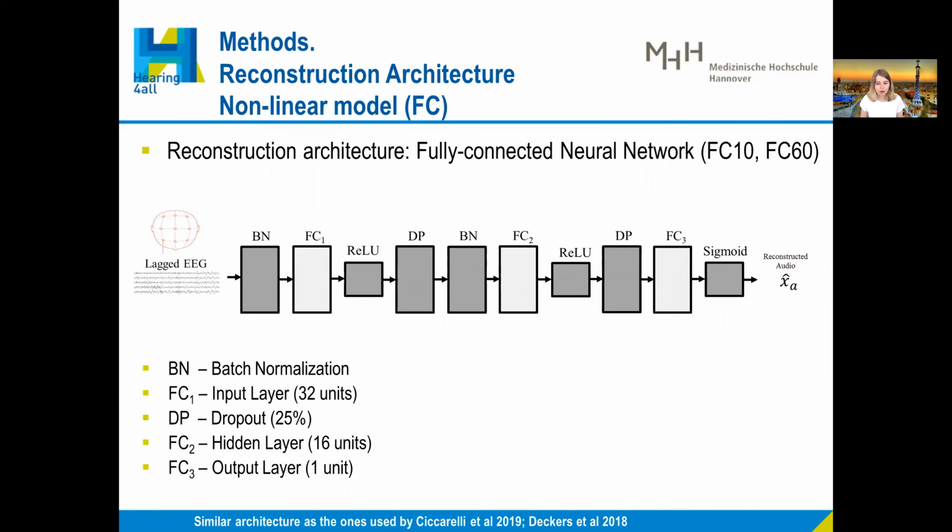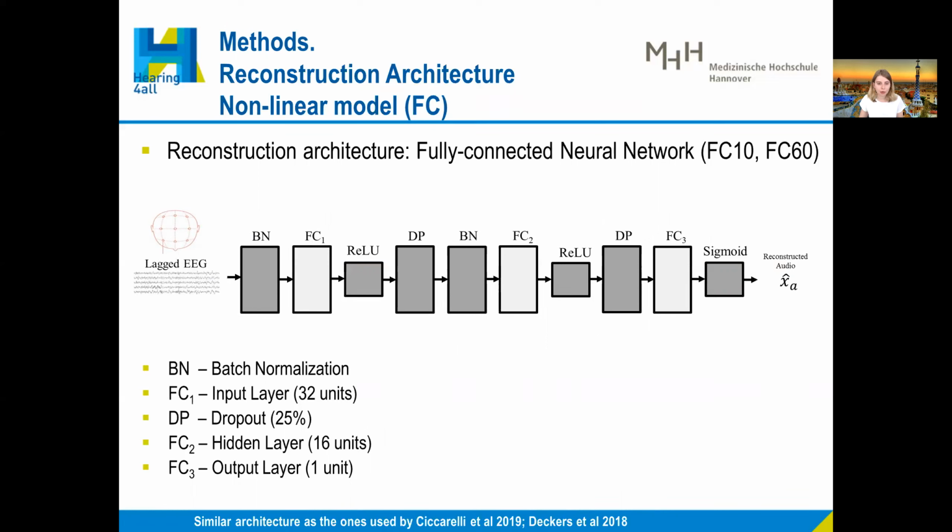So here we came to our goal, the goal of our paper, and this was to implement different architectures of neural networks. One of them was a fully connected neural network. FC10 means that we use a 10 seconds decision window to predict, and 60 means that we use 60 seconds to predict. As an input, we use logged EEG. Then we applied batch normalization before the first input layer. The first input layer is a dense layer with 32 units and ReLU function.